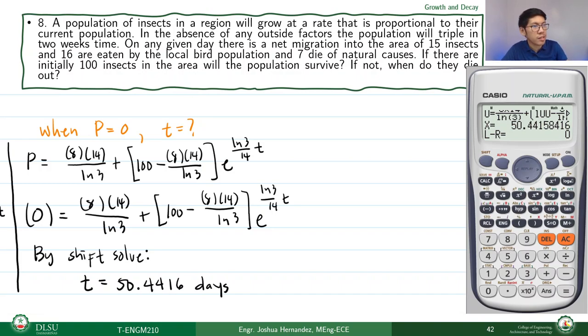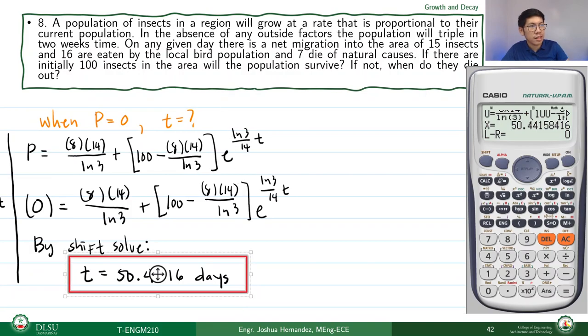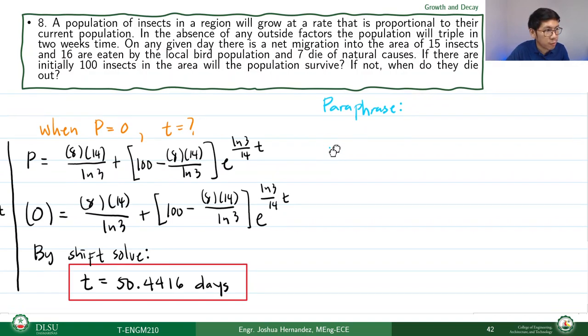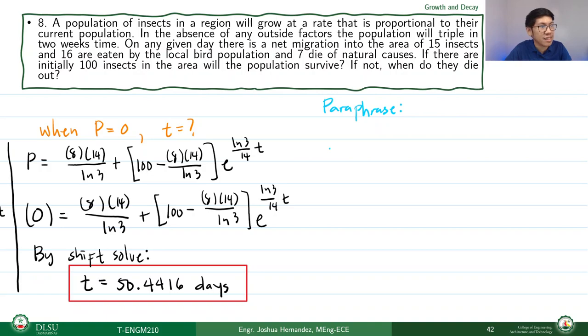So what is this? What does this mean? Ibig sabihin, if that kind of activity, you know, that we see will continue, all the insects will die out within 50 days. Okay, so to answer the question if magda-die out ba, yes, magda-die out siya. And it will only take 50 days to do so.